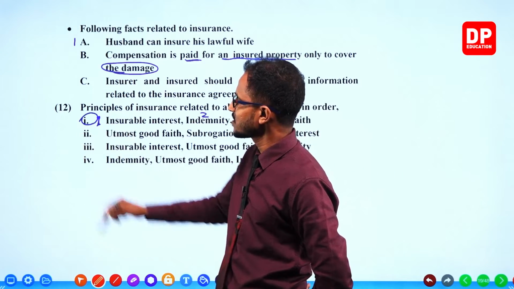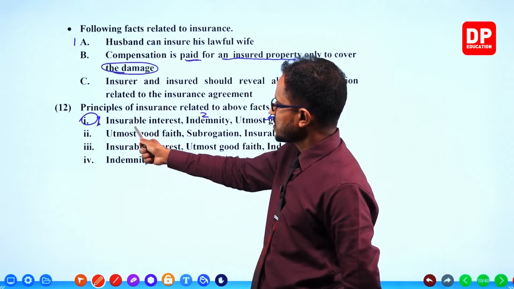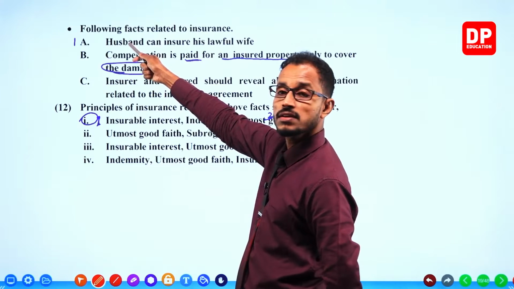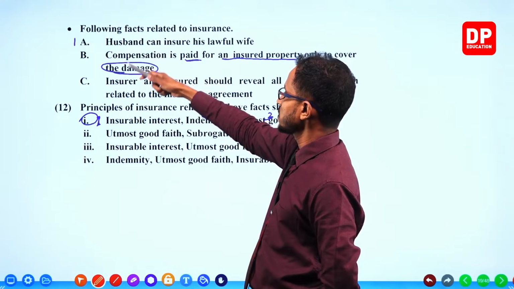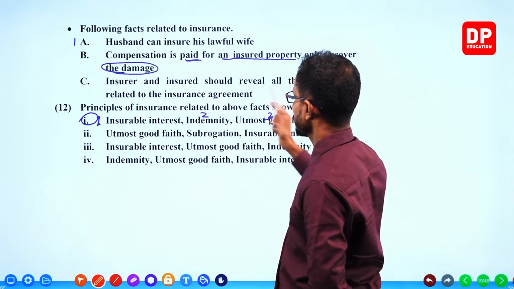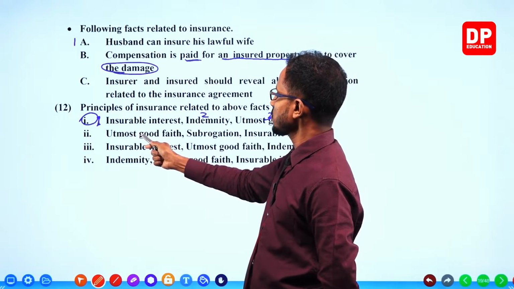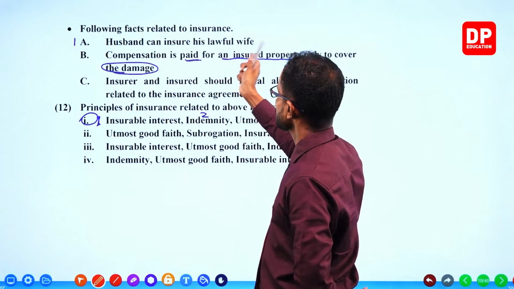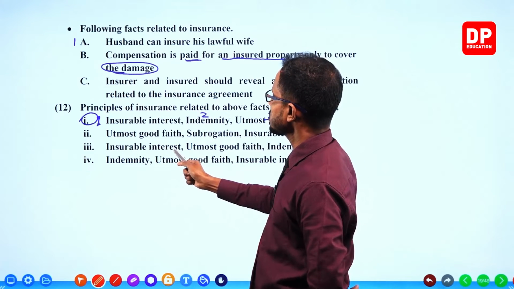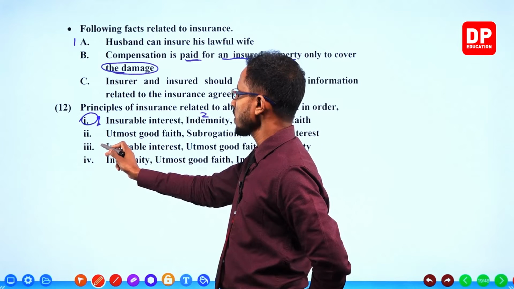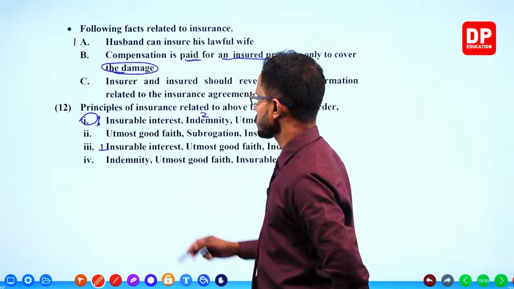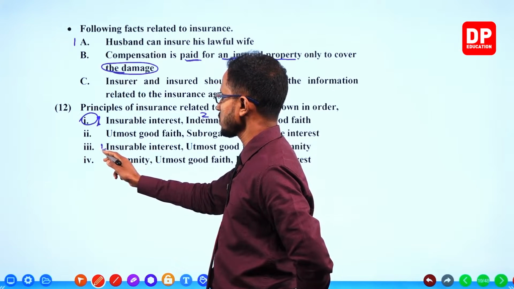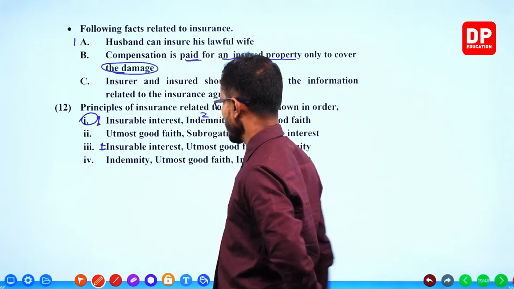Is this the answer? Let's see. Second one, utmost good faith is not actually the first thing. This principle of insurance, utmost good faith, is not shown by this. Husband can insure his lawful wife. Then insurable interest is, yeah, this is shown by the first. I mean, this is the insurance principle relevant to the first one.